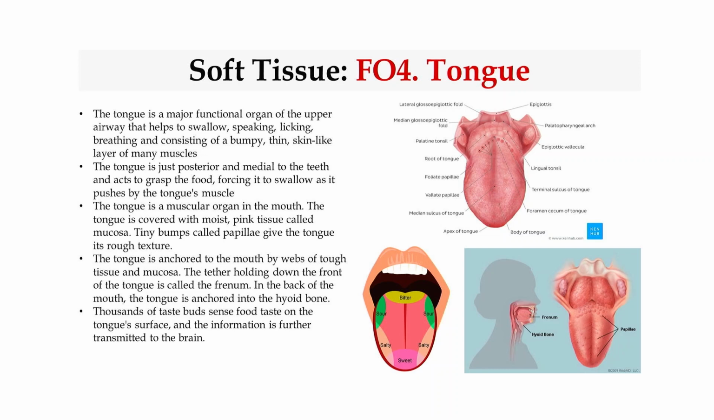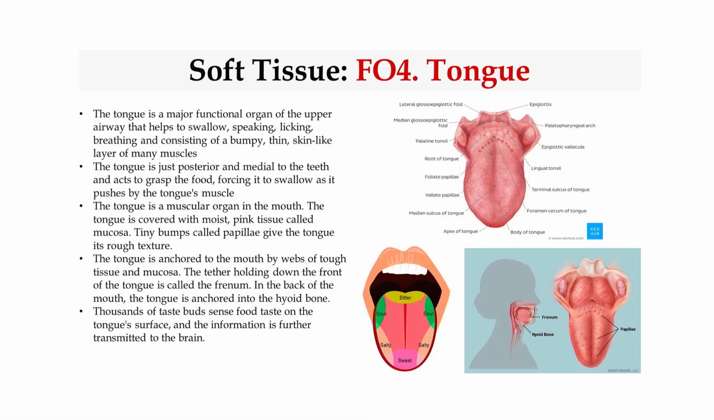The tongue is a muscular organ in the mouth. This is covered with a moist pink tissue known as the mucosa. Tiny bumps known as papillae give the tongue its rough texture. So all these tiny bumps are the different papillae on the tongue, right? These give the rough texture, and of course a different material property, an isotropic property.